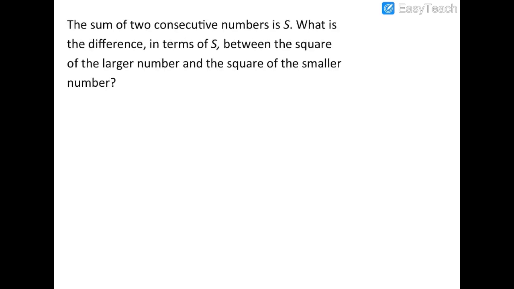Next question says the sum of two consecutive numbers is s. What is the difference in terms of s between the square of the larger number and the square of the smaller number? Now they defined s for us as the sum of two consecutive numbers. So if I take the smaller number to be n, that means the one after n will be n plus 1, since these two numbers are consecutive. So s is equal to 2n plus 1.